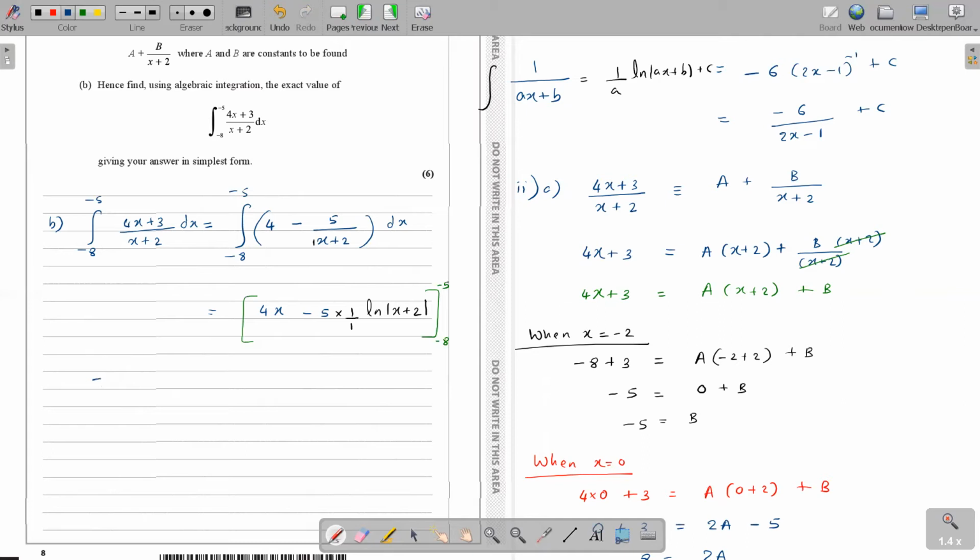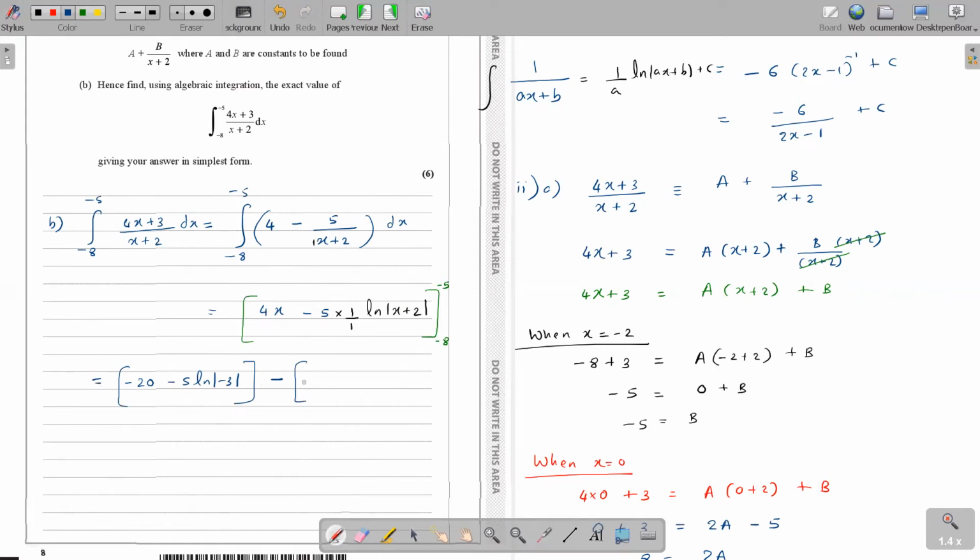Okay, so let's put the values here. 4 into minus 5 is minus 20. Minus 5 times ln of minus 5 plus 2, which is minus 3. There's a modulus sign here, remember, inside the ln, because inside the logarithm we keep the modulus sign, because our logarithms are supposed to be positive. Now put minus 8, replace x with minus 8.